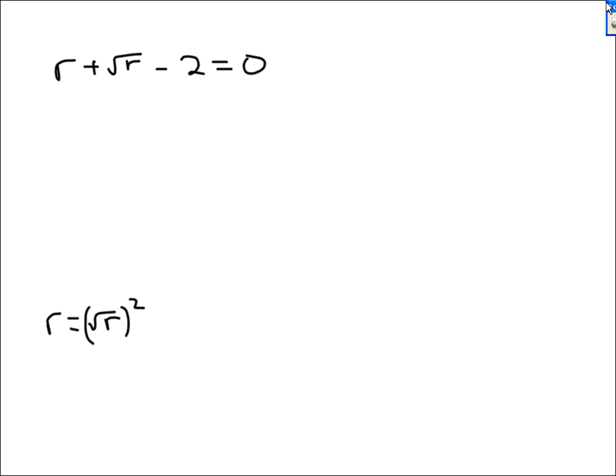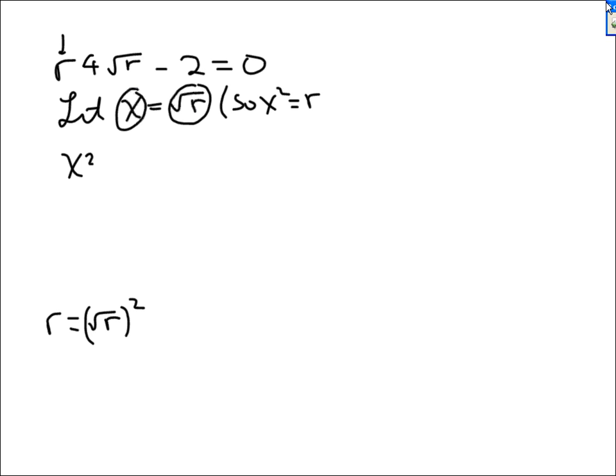So what you can do is you can say let x or u be the square root of r. So x squared would be, you square the left side, you get x squared. You square that, you get r. So x squared is r. So this here is x squared plus this here is x minus 2 equals 0. That's a standard quadratic equation for us. You can solve this by completing the square. I'll try to factor it.